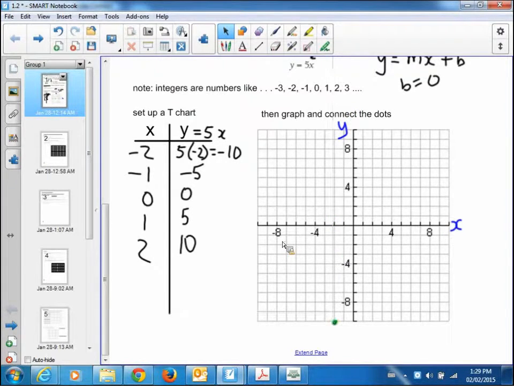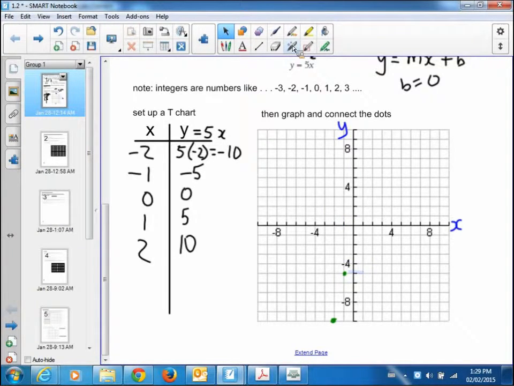Delta. You know better. Okay, there we are. -10. Then -1 and -5 for the depth, the y. So find -1 on the x. Find -5 on the y. And then graph that spot. That dot.